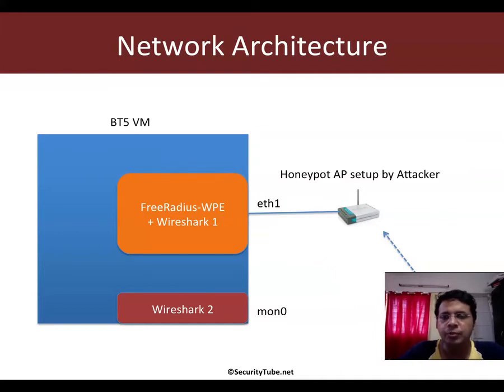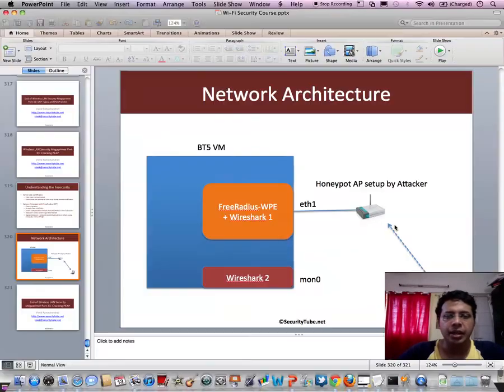But for this setup, all we are doing is bringing up our honeypot access point, which is our real access point, and that is connected to our BackTrack VM over an Ethernet connection. On this interface, we have FreeRADIUS-WPE running, and we also have a wireless interface through which we are monitoring the traffic going over the air between the client and the access point. So let's go ahead and begin our attack demonstration.